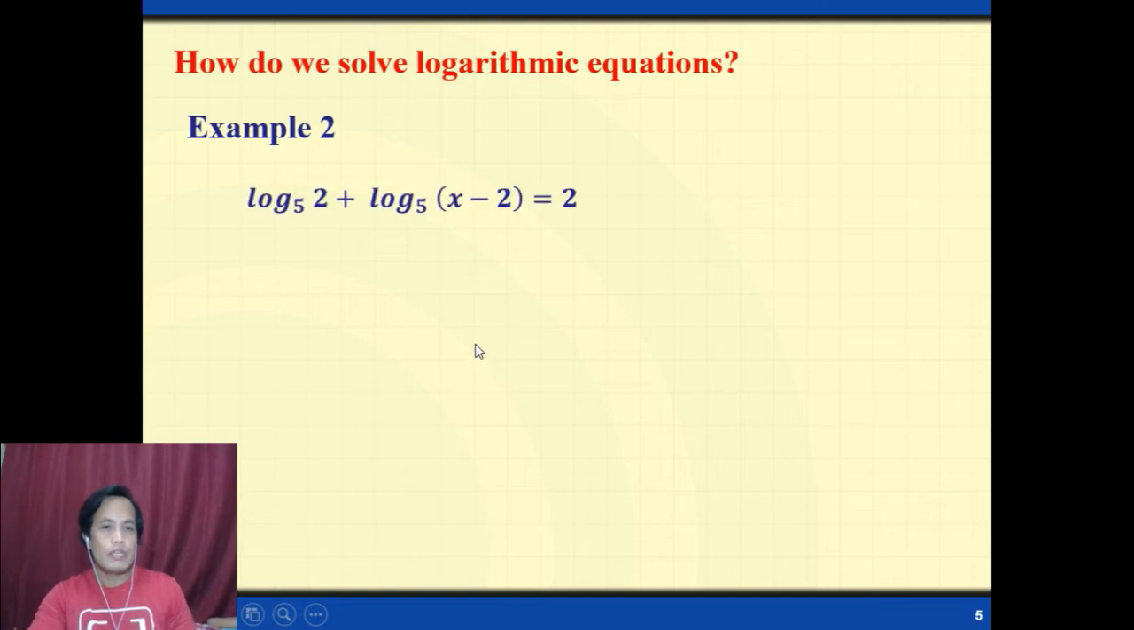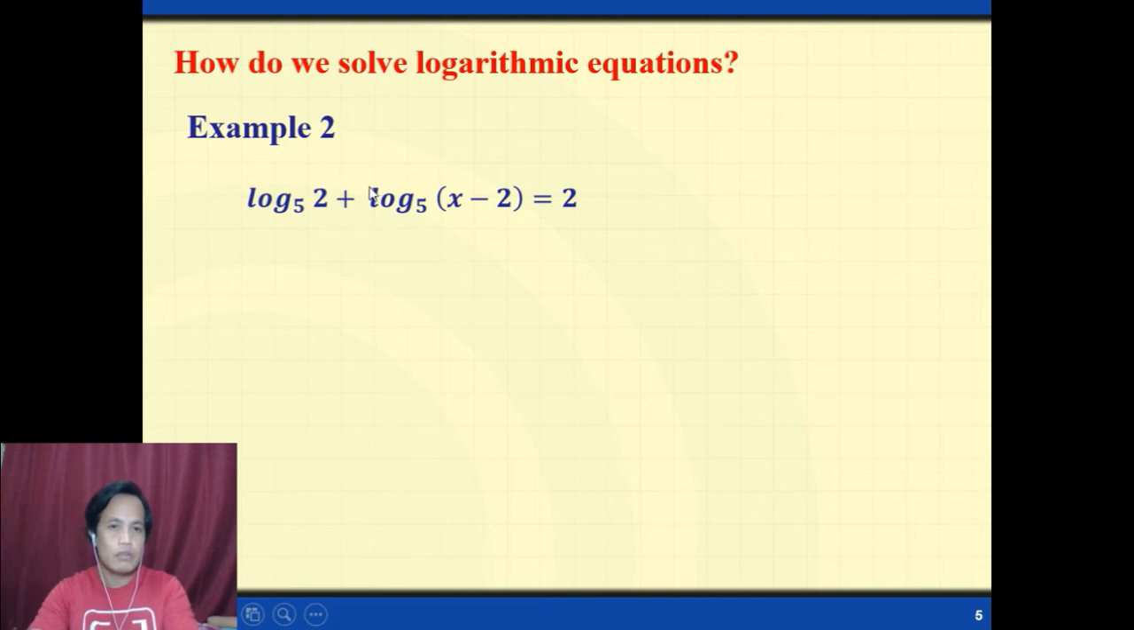Okay, example 2. We are given two logarithmic expressions: log of 2 base 5 plus log of x minus 2 base 5 equals 2. As you can see, we have a plus. Based on the laws of logarithm, the first law, if we have the plus, we will use the product law. So we need to combine these two logarithms into a single logarithm by applying the product law.